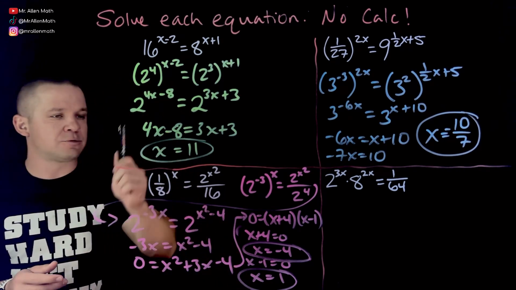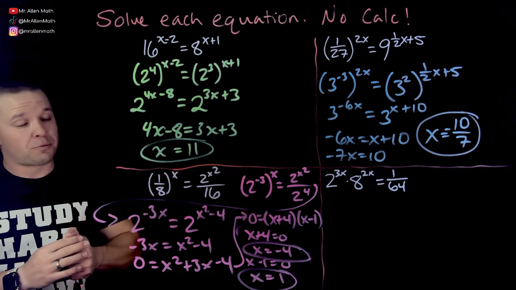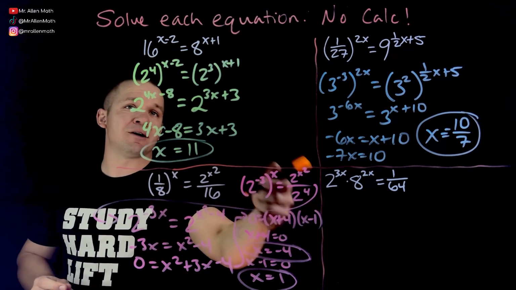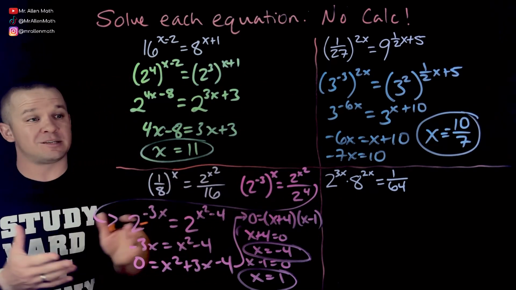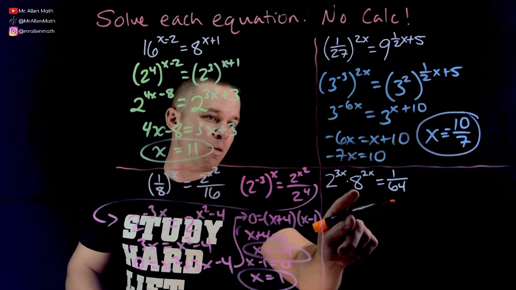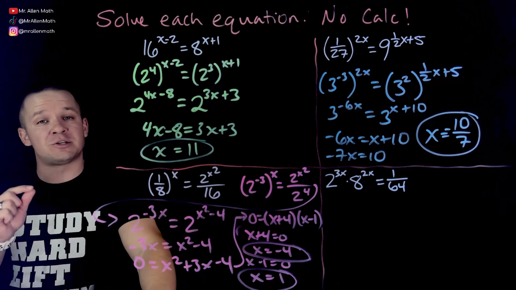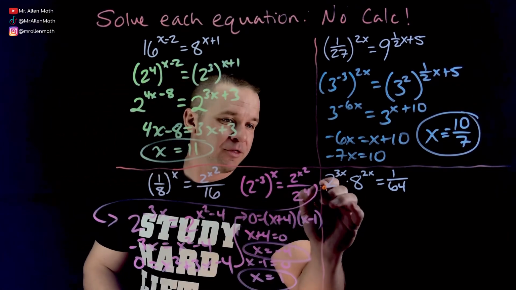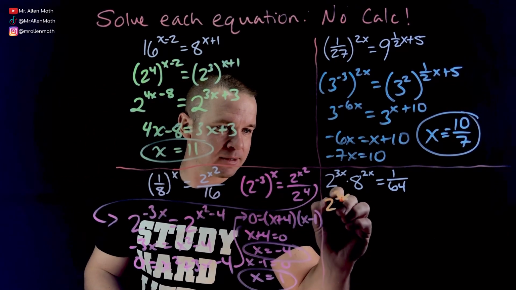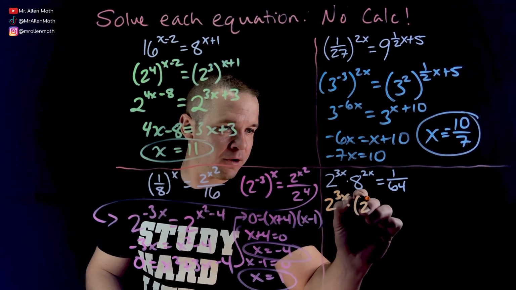Alrighty, last one. 3 parts again, guys. 3 parts here, 3 parts here. A lot of them just have the 2 and you have to get the like bases. Sometimes there's multiple things. So looks like we got 2, we got 8, we got 64. All of those can be written as 2 to some power, okay? This one I don't need to change, 2 to the 3x. This guy's going to be 2 to the 3rd. We've seen that quite a bit.